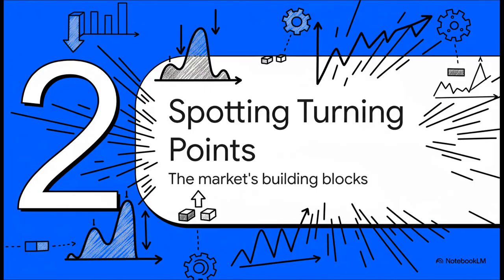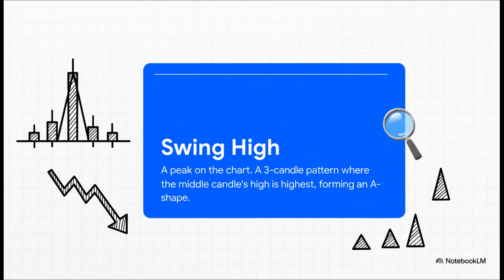So the big question is, how do we actually see these moods on a chart? How do we spot them? Well, it all starts with identifying the market's fundamental building blocks, and those are the turning points. Okay, first up, we have what's called a swing high. Just think of it like a peak on a mountain or a crest of a wave on the chart. Visually, it makes this really distinct A-shaped pattern where one candle's high is clearly higher than the candles right next to it. These peaks are super important turning points.